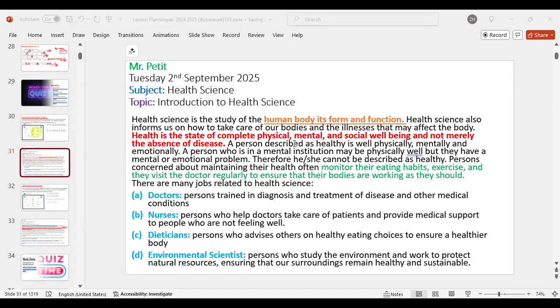Very good, Israel. Israel is the first one. Take a screenshot of your grade and send it to me, Israel. The rest of us, please, do your quiz and write your notes.